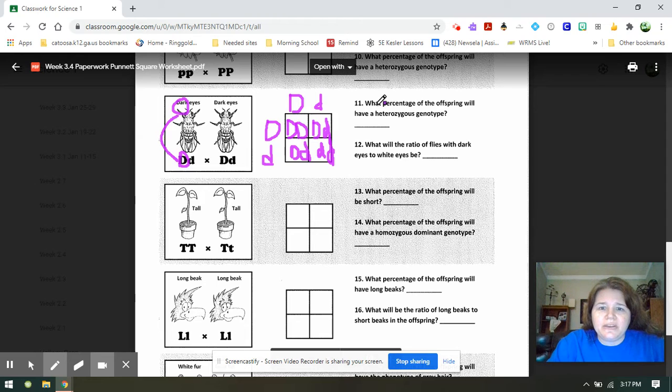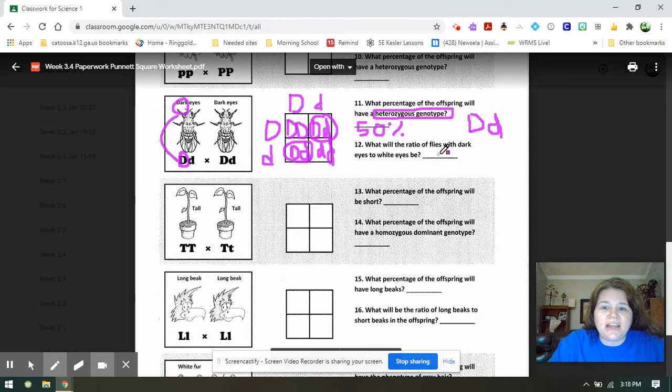So here we have the question, what percentage of the offspring will have a heterozygous genotype? A heterozygous genotype, we know, means different, and the genotype is two alleles put together. So we're looking for the possibility of having capital D and lowercase d. If we look at our offspring, here's one, and there's another one. So what percentage do we have? Well, we have 2 out of the 4, and if we do our math correctly, it will be 50%.